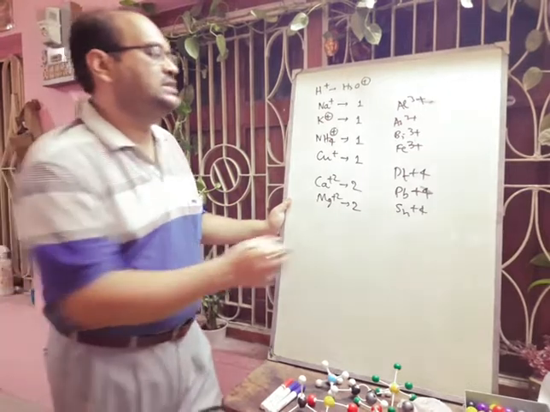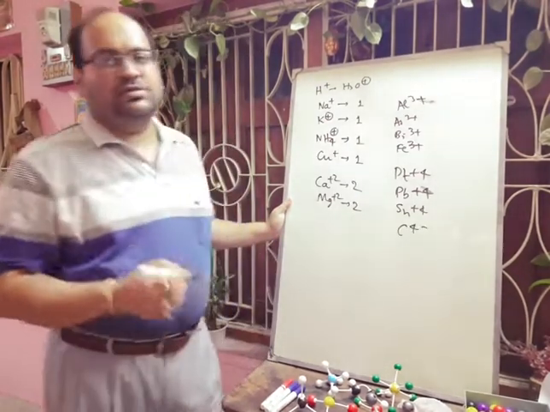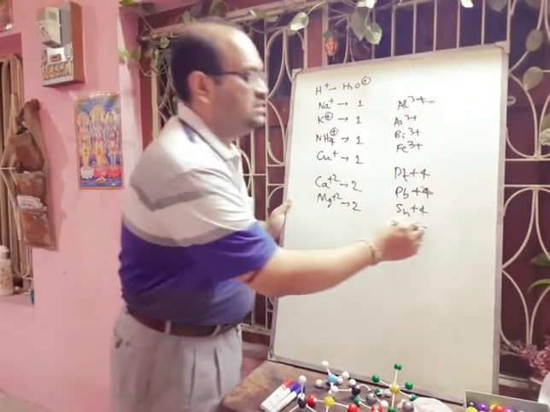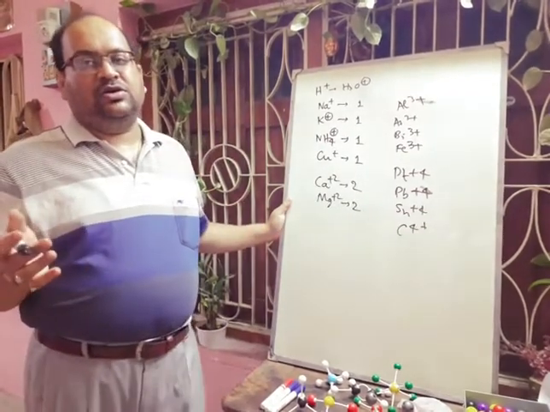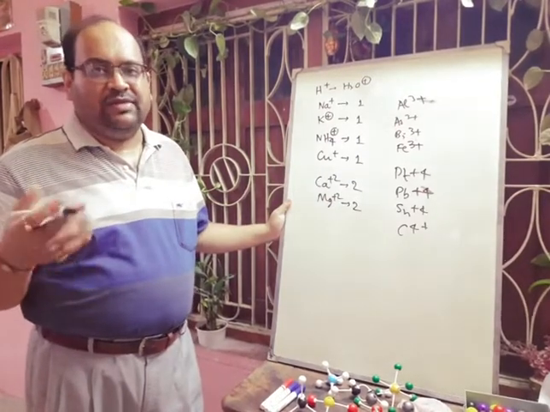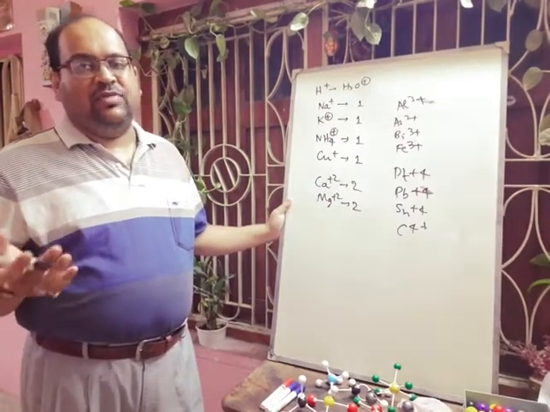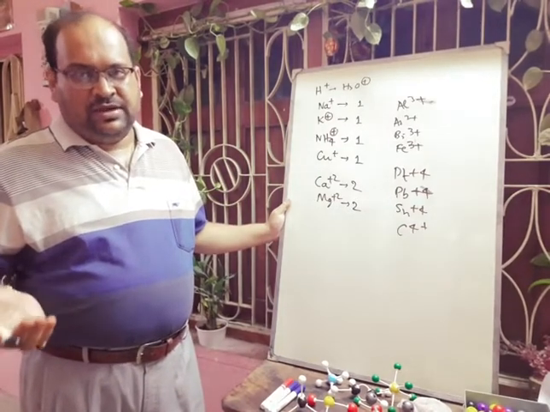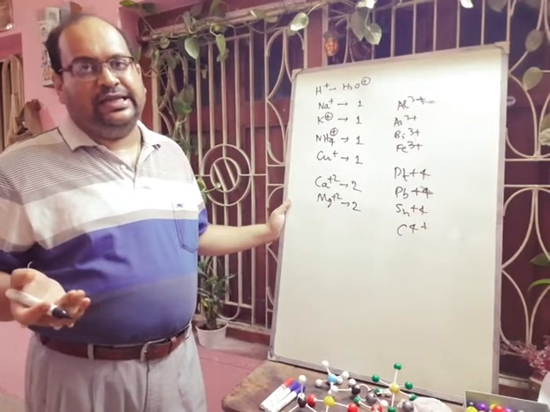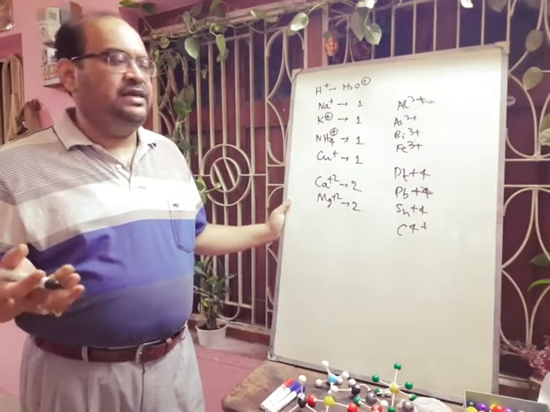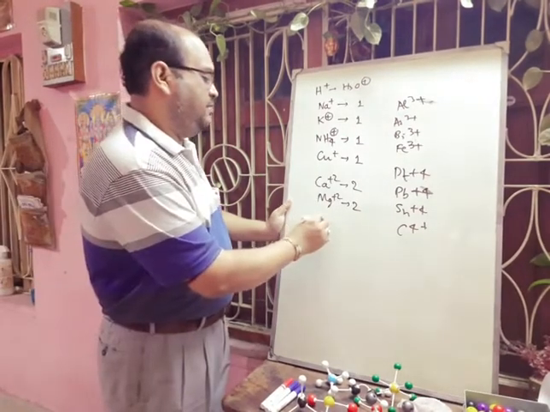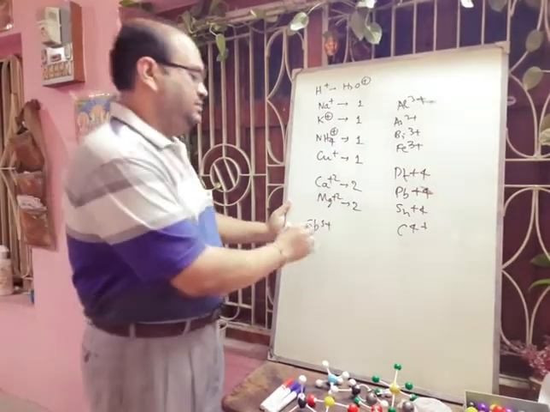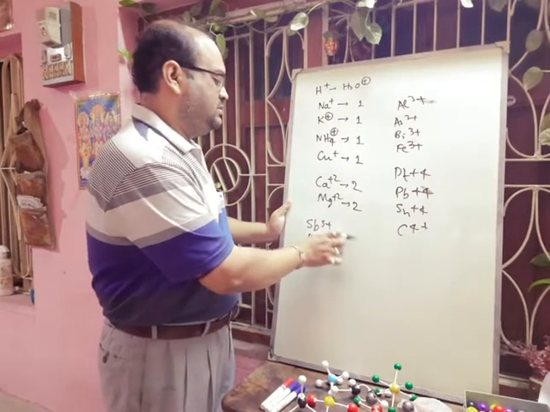C4 minus, that is carbide. Here also you have to remember C4 plus, that is carbon radical. You have to remember the name of the radical as well as its symbol and valency. Next we will discuss pentavalent. Pentavalent we can write antimony Sb 5 plus. Arsenic also can show 5 plus.